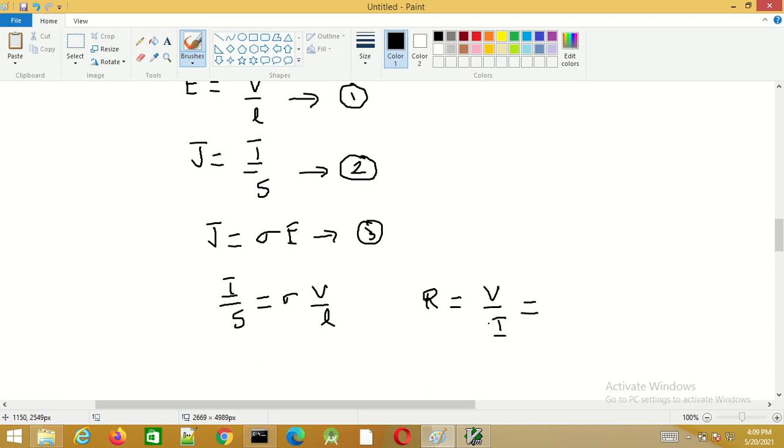And this ratio, we can see that here it is given by L divided by sigma S. Okay, so this is how the resistance of the conductor can be derived. In this case, the resistance of the conductor is of uniform cross section.